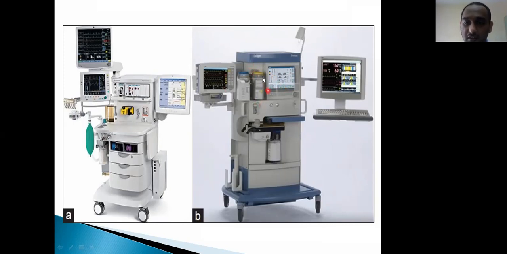These are the vaporizers. This yellow one is the sevoflurane vaporizer, and this blue one is the desflurane vaporizer. These help to provide the appropriate amount of anesthetic vapors so as to provide anesthesia to the patient. This is where you would attach the circuit. From here, all the gases will be delivered to the patient, and this is the CO2 absorber.